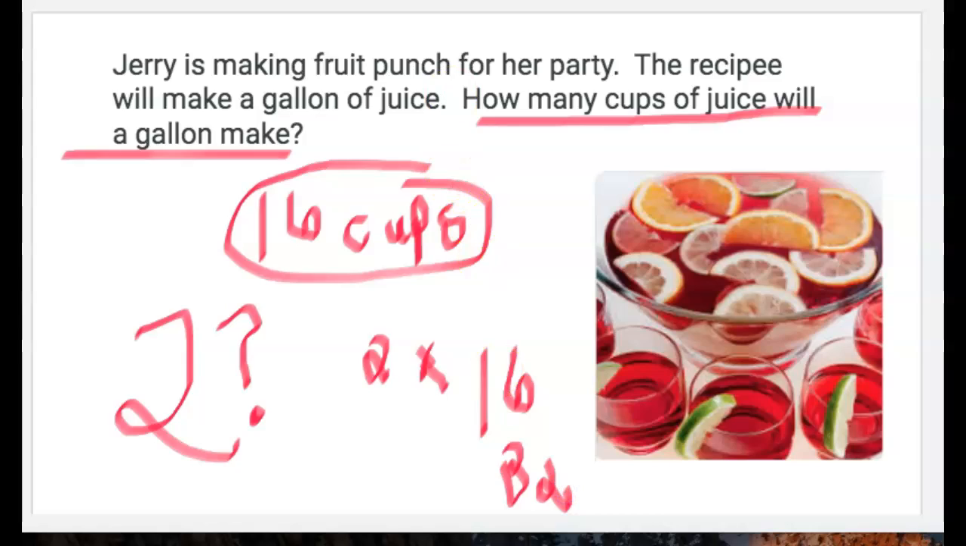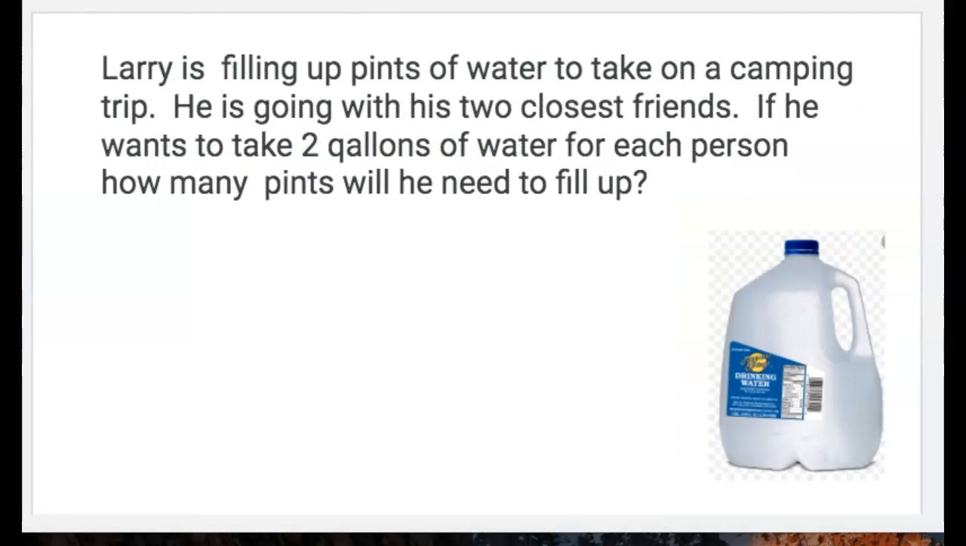Okay, let's move on. Larry is filling up pints of water to take on a camping trip. He is going with his 2 closest friends. If he wants to take 2 gallons of water for each person, how many pints will he need to fill up? Okay, the first question was simple. This one's a little bit more complicated, so let's take a look at it. So, how many pints will he need to fill up?